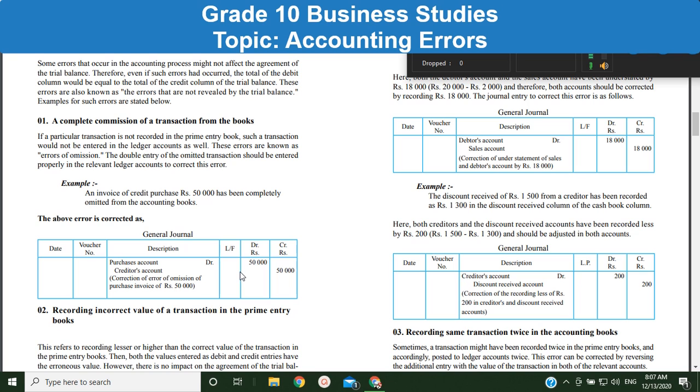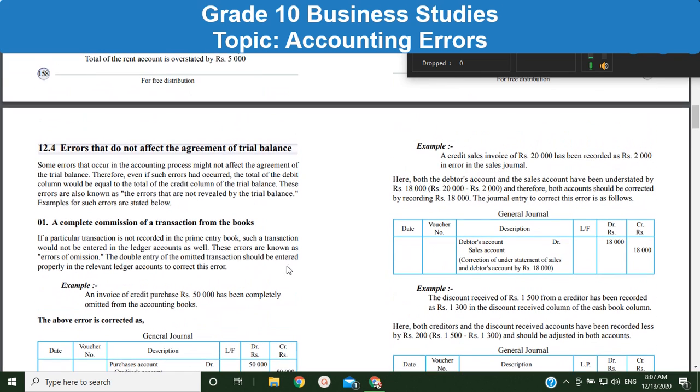Instead of the correct one, you have recorded already but an incorrect one. For example, instead of 20,000 in the book, a credit sale of rupees 20,000 has been recorded as 2,000. It's a human error, possible by mistake. When I'm writing on the board, sometimes you can see I make small mistakes, a 0 missing. So those are human errors.